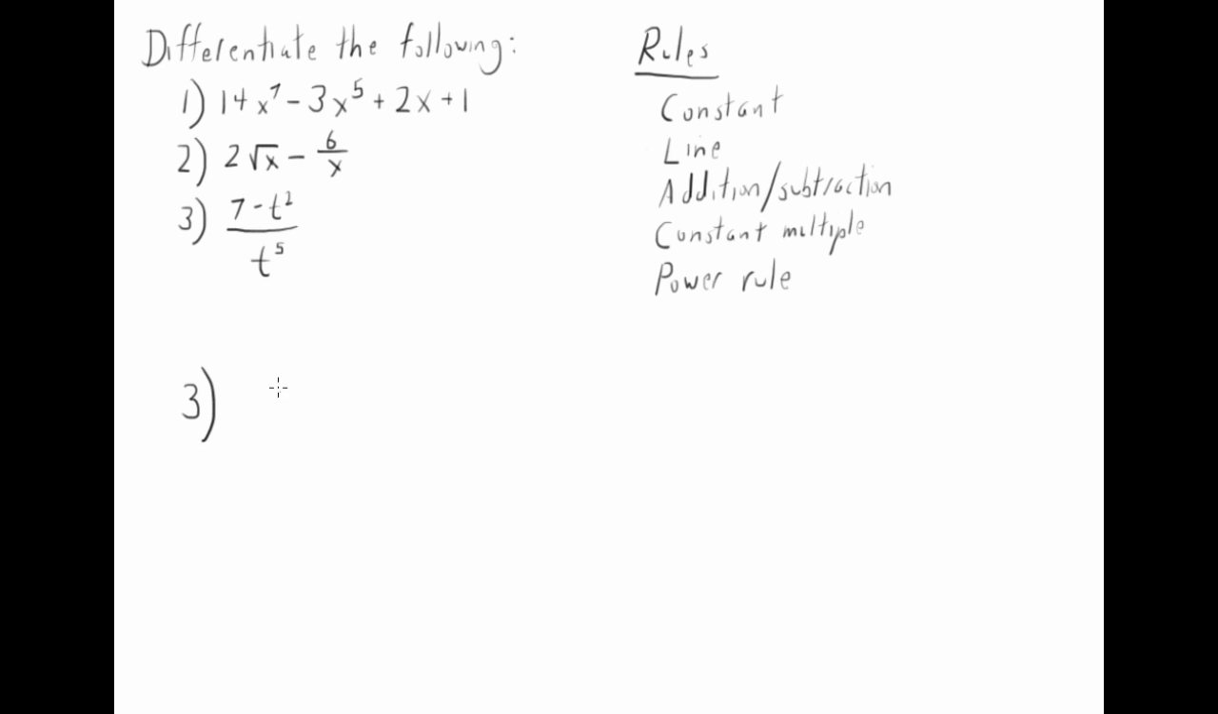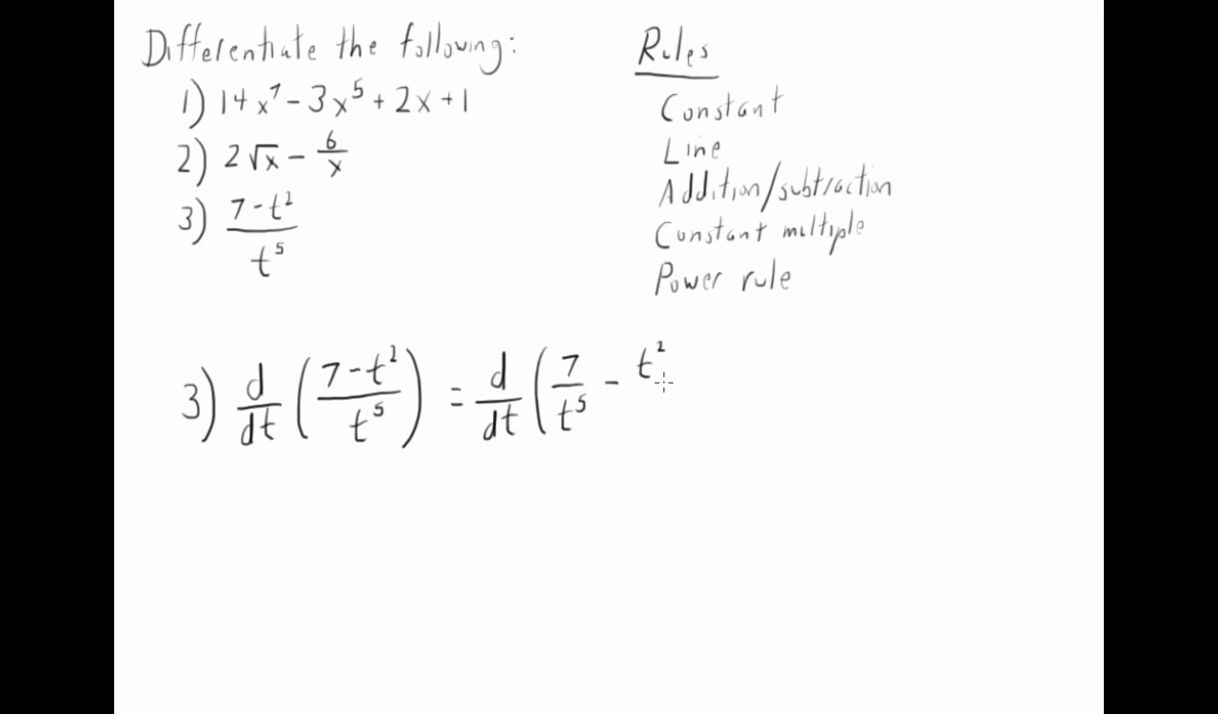All right, let's figure out what's going on with number 3. First off, our variable is a t now. So instead of d/dx, I'm doing d/dt. Now, if we look at this, you go, none of this looks like power functions. How am I going to do anything with this? Well, again, rewriting is your friend. I can split this up as 7 over t to the 5th minus t squared over t to the 5th. It's the same denominator, so I can split up that difference. Let's do some rewriting here.